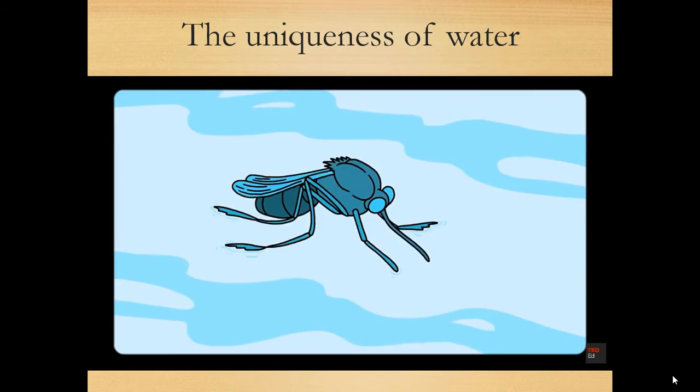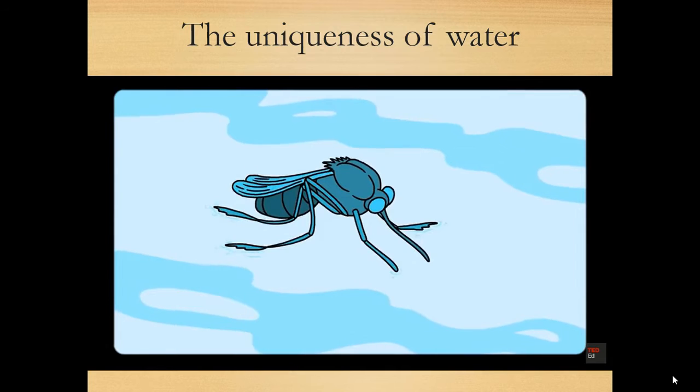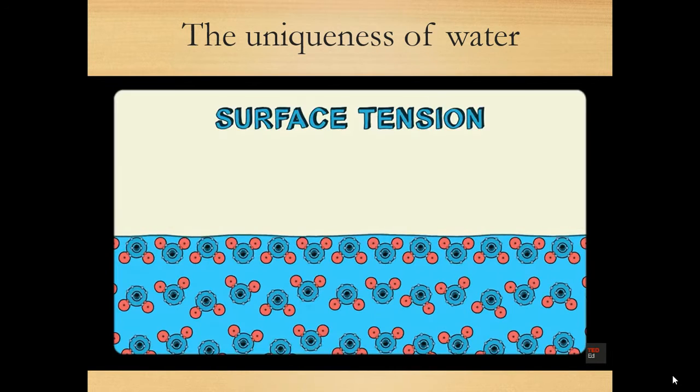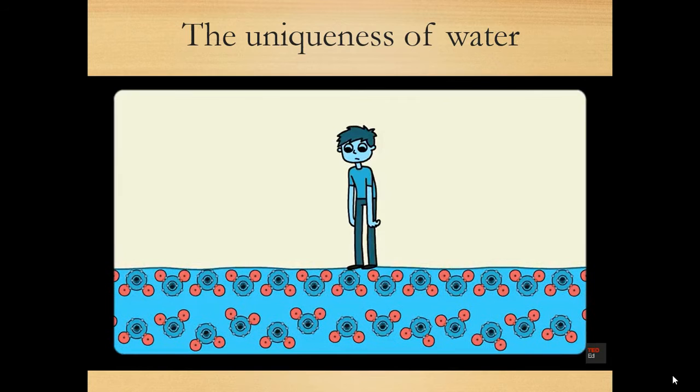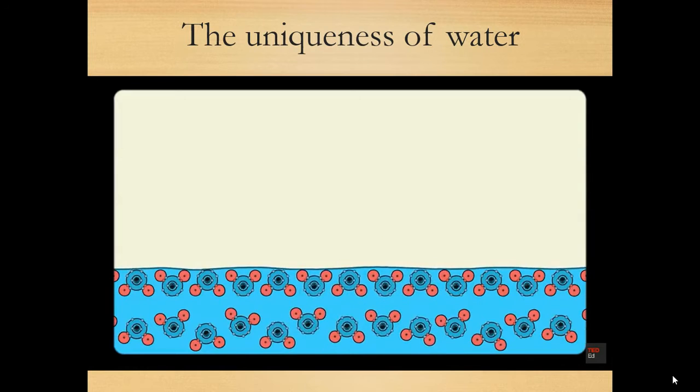Now, think back to the initial questions. First, why are some insects able to walk on water? Surface tension due to hydrogen bonding creates a thin film on the surface of water that gives enough resistance for super light insects to walk on. You can't walk on it because the hydrogen bonds aren't strong enough to hold you up.